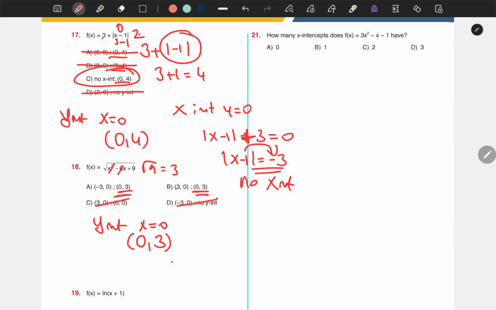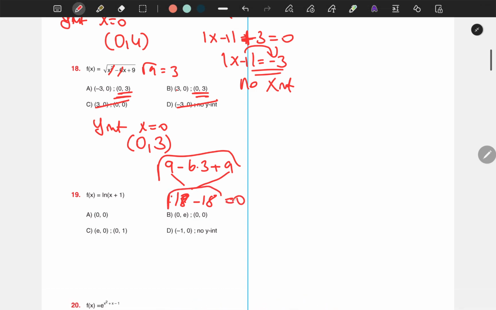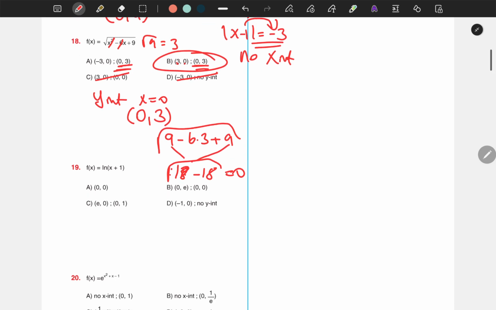3 to the power of 3 is 9 minus 6 times 3 plus 9. Guys, 9 plus 9, 18. 6 times 3, 18. 18 minus 18, let me scroll up. 0, isn't it? Yes, I replace the 3, I got the 0. B is the correct option. Okay, guys.